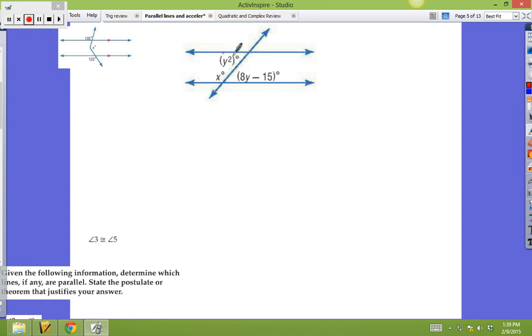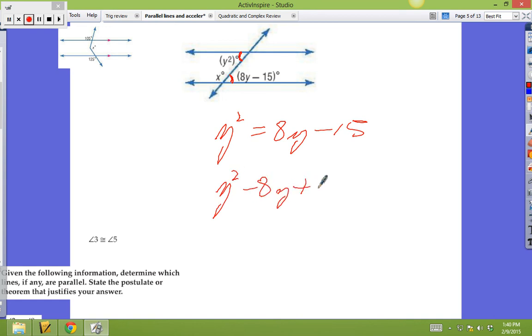Okay, so this guy right here, this y squared, is the same as this. These are congruent because they're alternate interior angles. So I can go y squared is equal to 8y minus 15. And now it's a quadratic equation, so I'm going to get everything on the same side. y squared minus 8y plus 15 is equal to 0. But because it's a quadratic, y is going to have 2 roots. There's going to be 2 solutions. So you could use the quadratic formula. But this one I think is easy enough to factor because it starts with 1, and anytime your a is 1, then try and factor it.